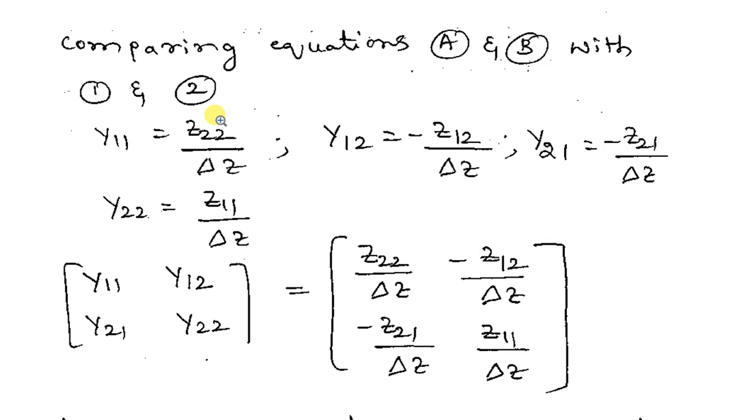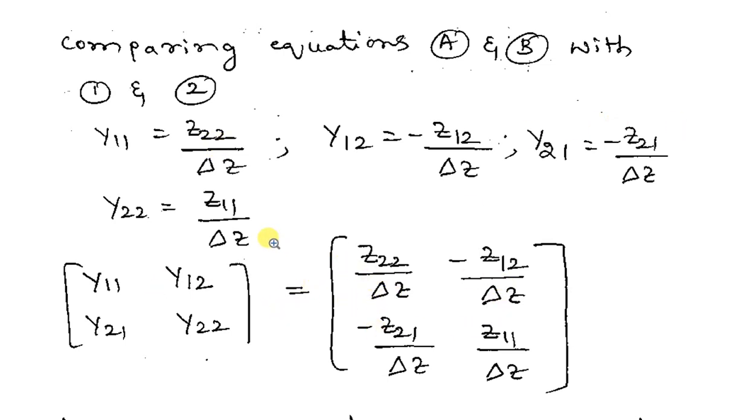In a problem, if they ask to find Z parameters and Y parameters, first you find the Z parameters. Once you know the values of the Z parameters, you can immediately use this formula, substituting the values of Z11, Z12 and delta Z, and calculate Y11, Y12, Y21 and Y22. So the formulas are: Y11 is Z22 by delta Z, Y12 is minus Z12 by delta Z, Y21 is minus Z21 by delta Z, Y22 is Z11 by delta Z. If you write these four in matrix form, you get the Y parameter matrix.